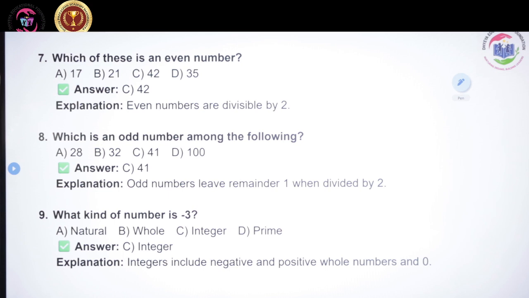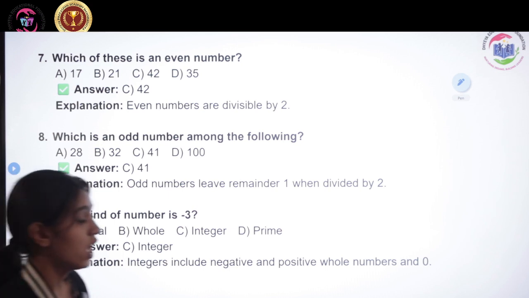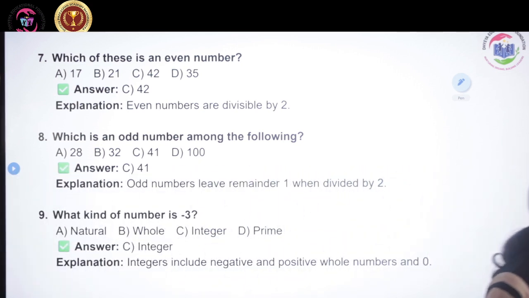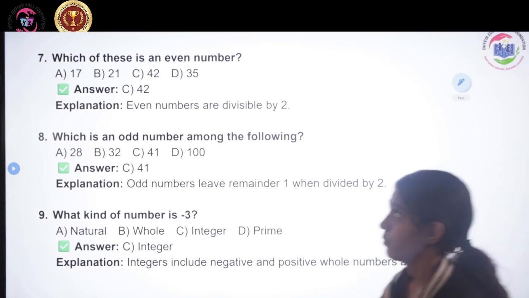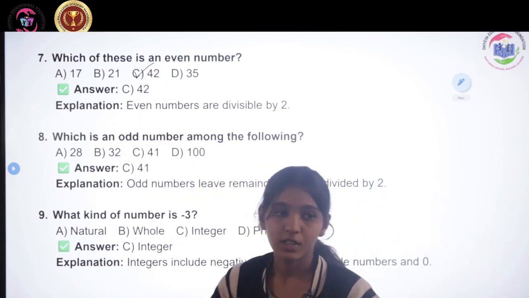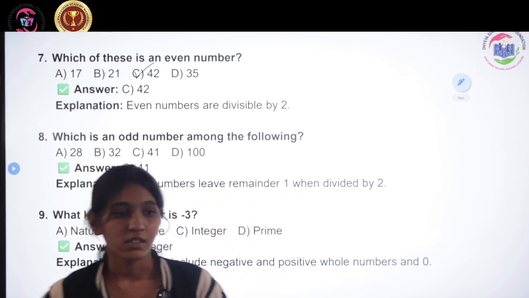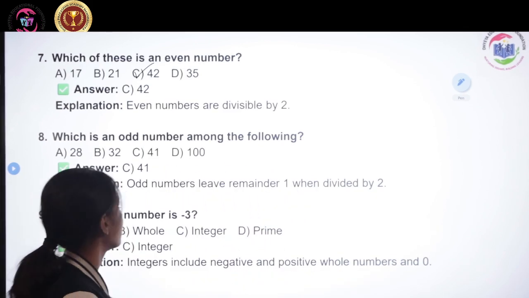Which of these is an even number? We have to find an even number among these options. Option A 17, B 21, C 42, D 35. Even numbers end with 0, 2, 4, 6, 8. Which one is the even number? 42, because it ends with 2. Also, if I divide it by 2, the remainder will be 0.